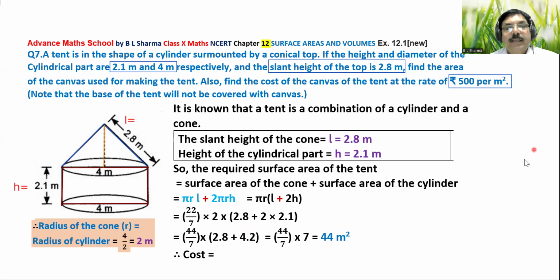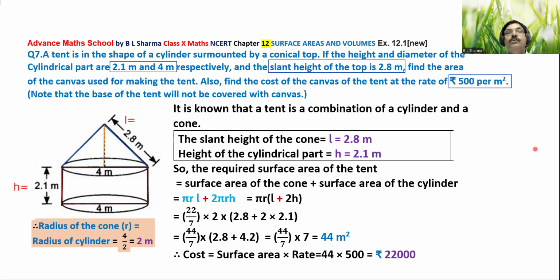tent. Now the question is that in the second part, you also have to find the cost of canvas of the tent. Rate is given 500 per meter square. So what is cost? Cost is equal to surface area into rate. Surface area is 44 meter square and it is 500 per meter square. So 44 into 500, that is 22,000. That's all for this question.